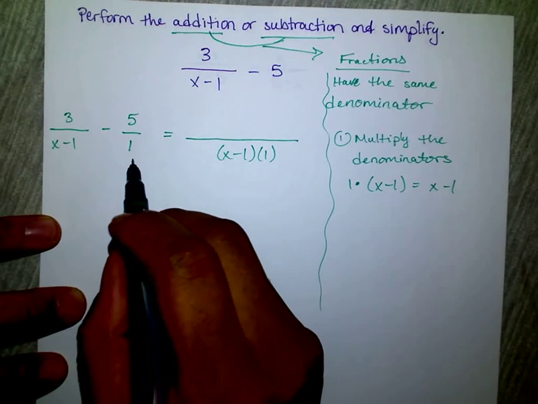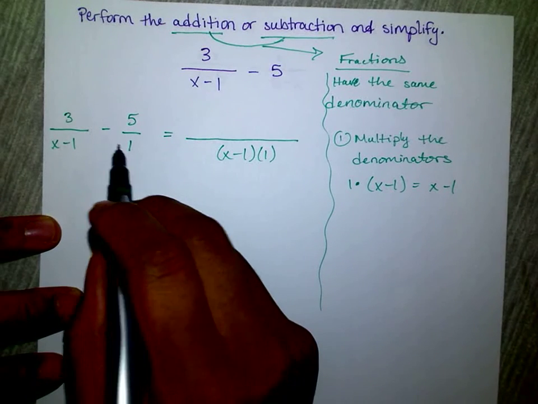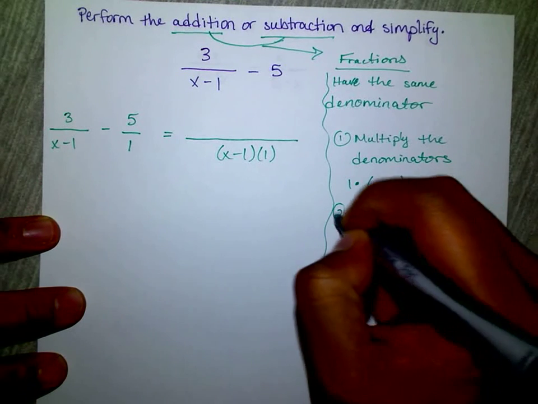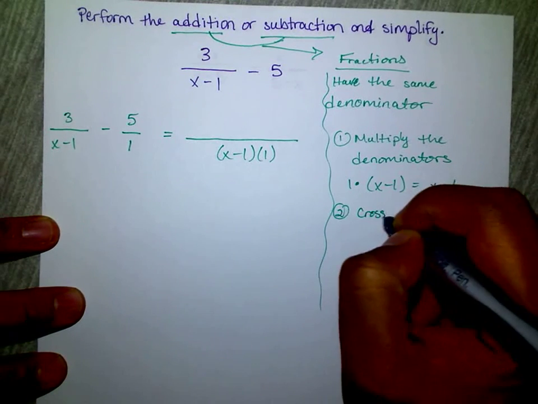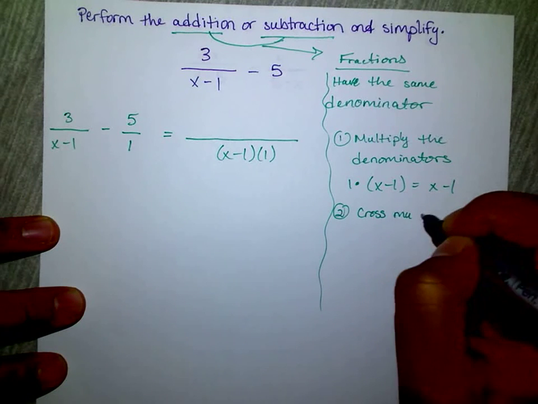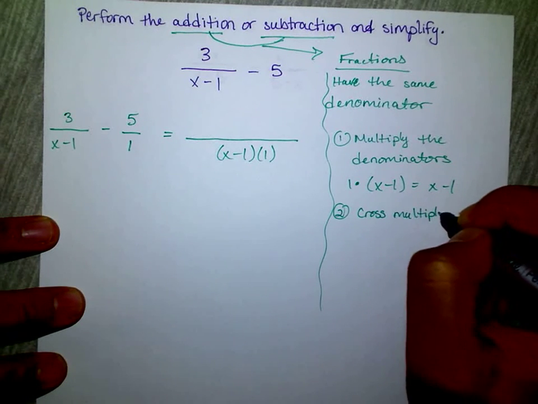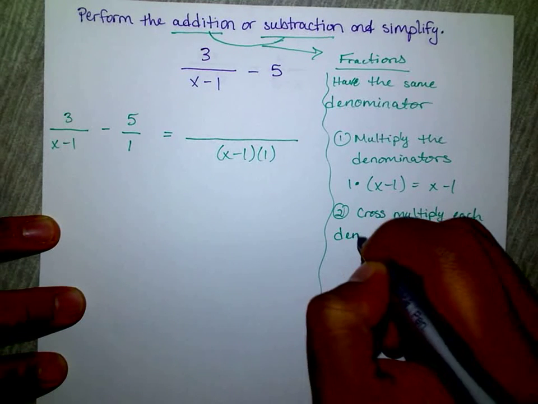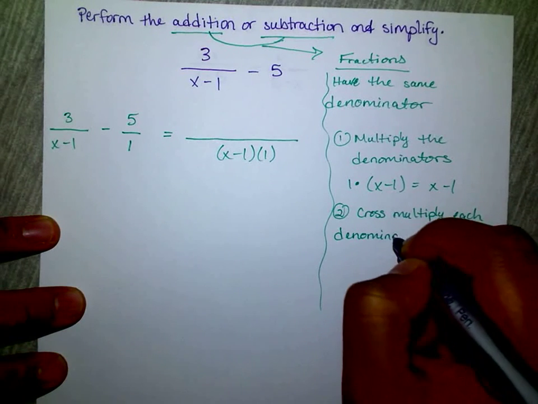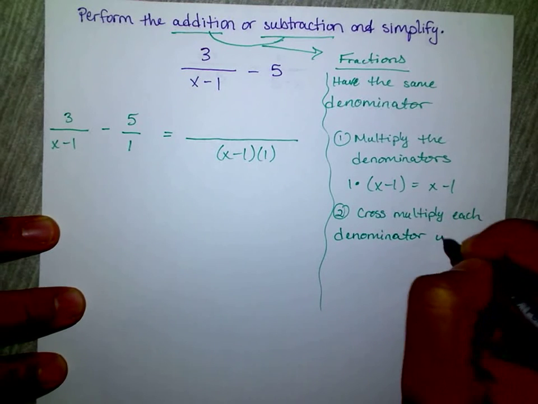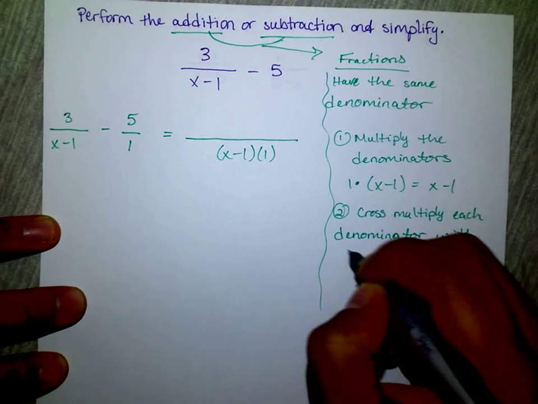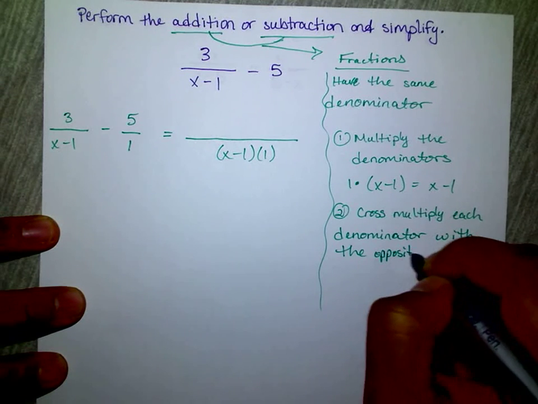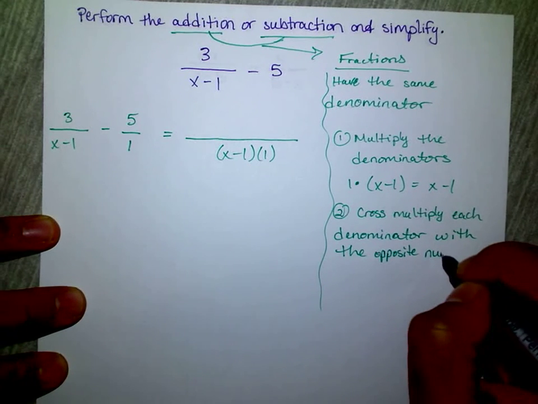Now we need to cross multiply each denominator with the opposite numerator.